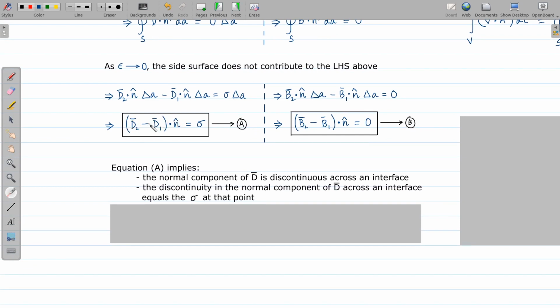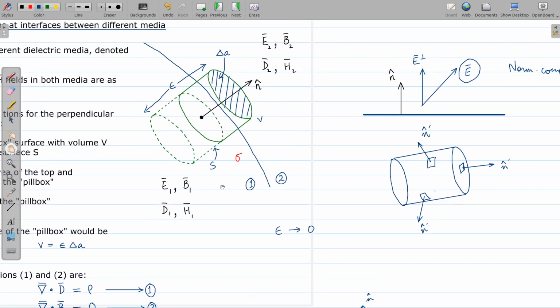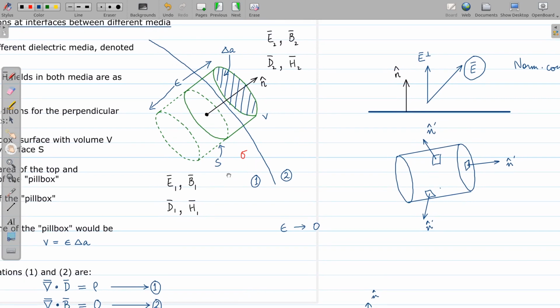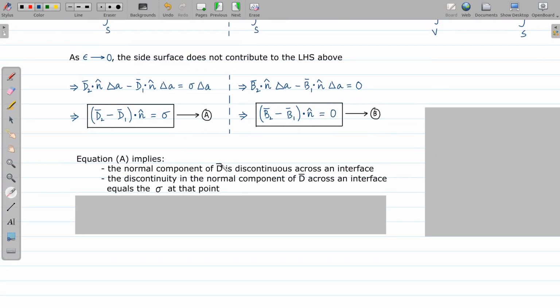So that means this left hand side is giving the difference between the normal components, and it is a non-zero quantity. That means the normal component becomes discontinuous. That is, if you go from one medium to another medium, the normal component is going to undergo a change at the interface. So there is a discontinuity which exists for the normal component.